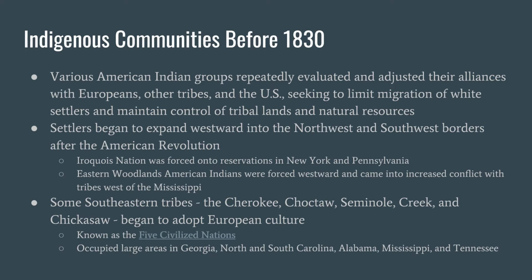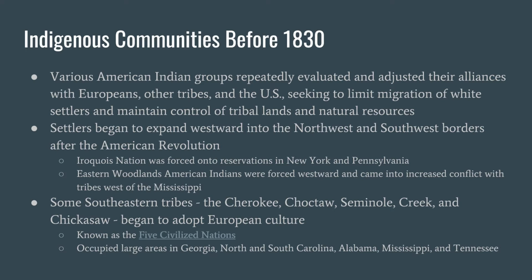But what we're going to see is that almost immediately after the end of the American Revolution, we see colonists and now Americans trying to move west. They are moving into the Northwest Territory. They are moving across that Appalachian line, that Proclamation Line of 1763. The Iroquois Nation are forced onto reservations in New York and Pennsylvania. Eastern Woodlands American Indians are forced westward, and they come into increasing conflict with nations west of the Mississippi as they're forced farther and farther west.